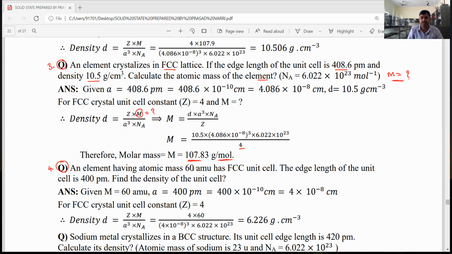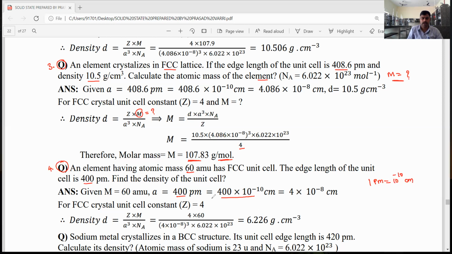An element having atomic mass 60 has an FCC unit cell, and the edge length is 400 picometers. Find the density of the unit cell. So directly we have to find the density, in gram per centimeter cube. The edge length a is equal to 400 picometers. You have to change it into centimeters. 1 picometer is equal to 10 to the power of minus 10 centimeters.